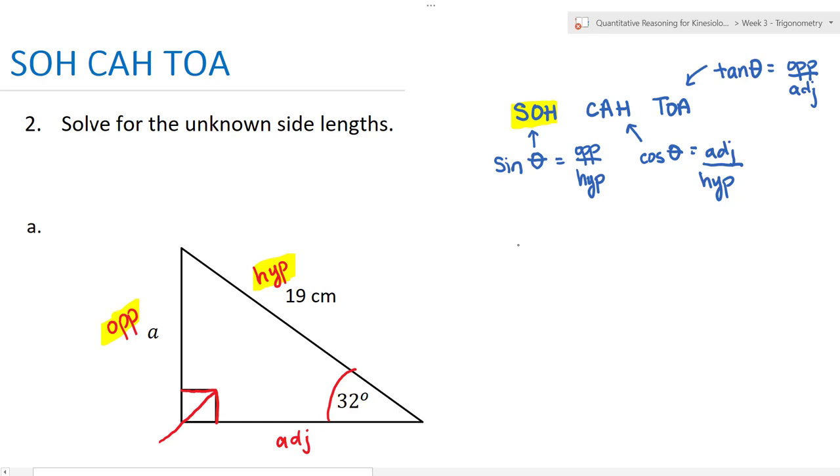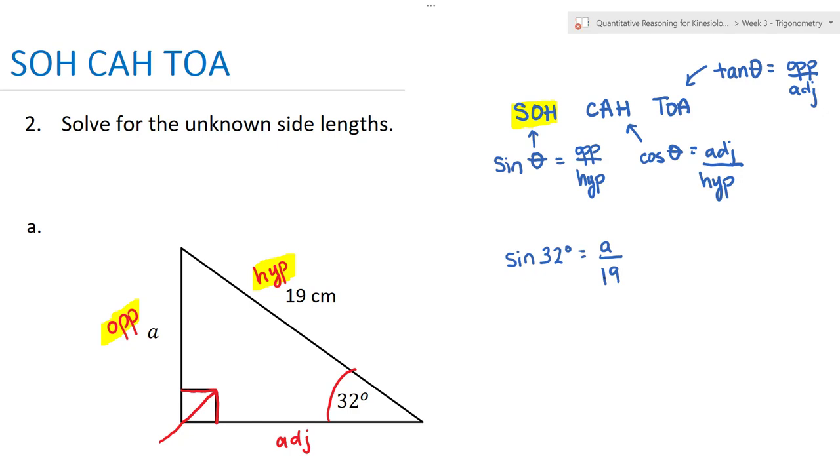All right, so I'm going to write that out. I'm going to say sine of my angle. My angle is 32 degrees, is equal to the opposite side. Well, the opposite side is A over the hypotenuse, and the hypotenuse is 19. Again, I'm not going to include the units right now, the centimeters. I'll put those in at the very end.